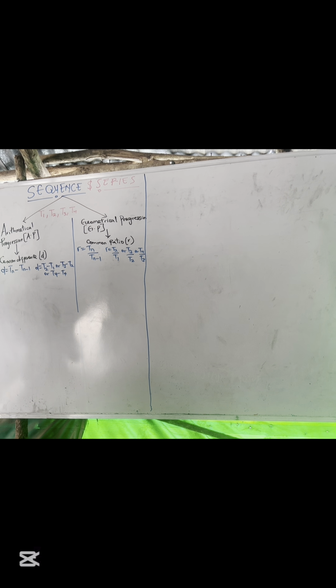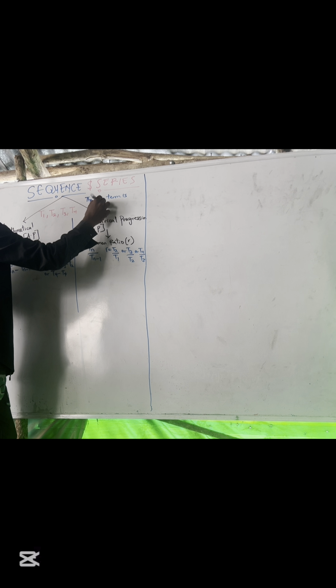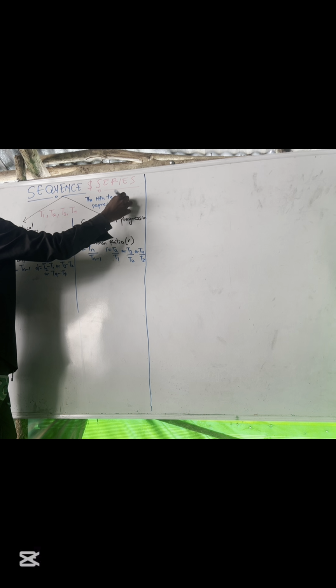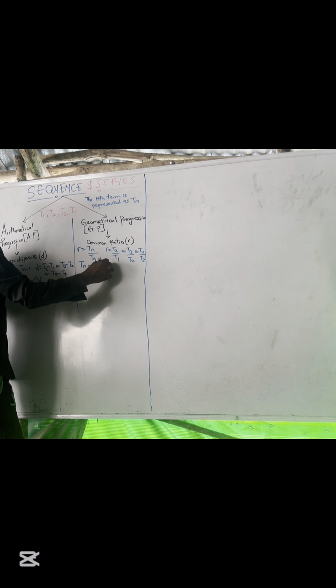So therefore, guys, the next thing we have to note is that there is a general formula for the nth term of an AP. The nth term is represented as Tn. So the general formula for the nth term of an AP, that is Tn, is equal to A plus (N minus 1)D. But if it is for GP, the general formula for the nth term of the GP is Tn is equal to A R raised to power N minus 1.